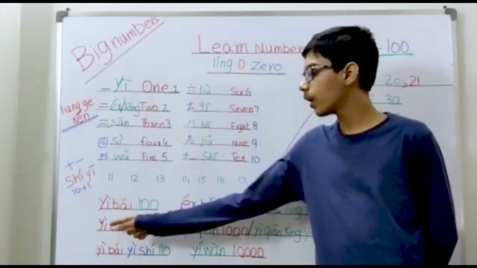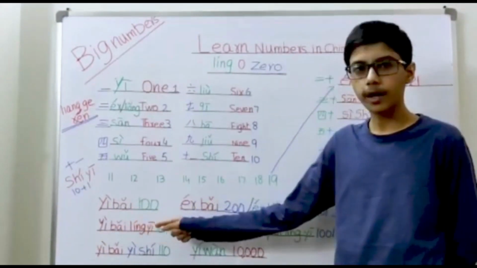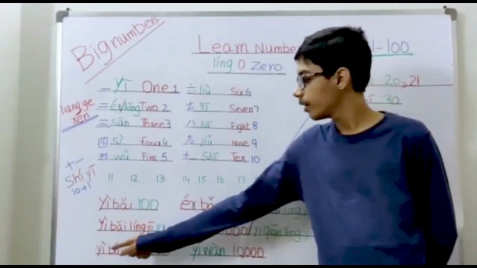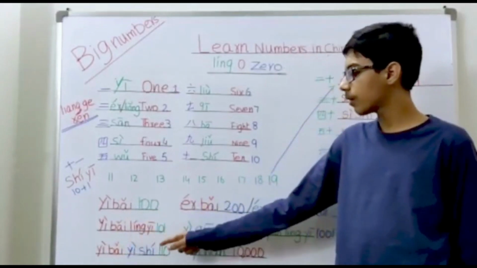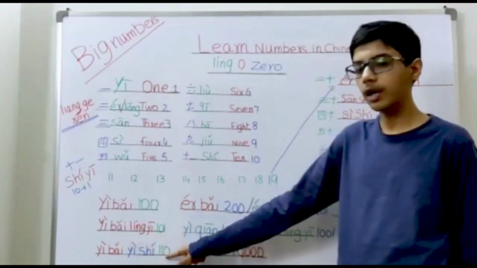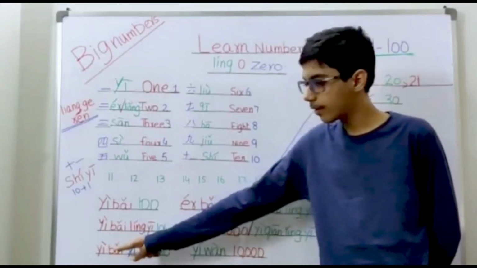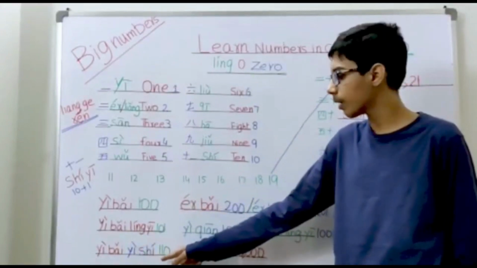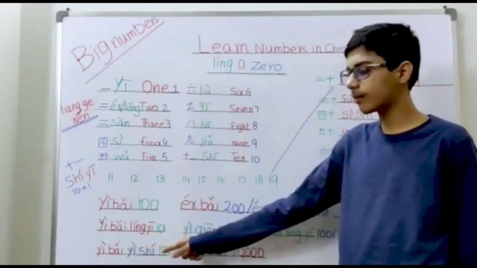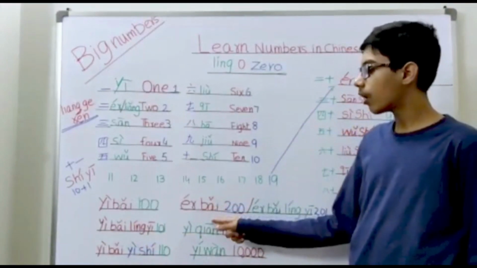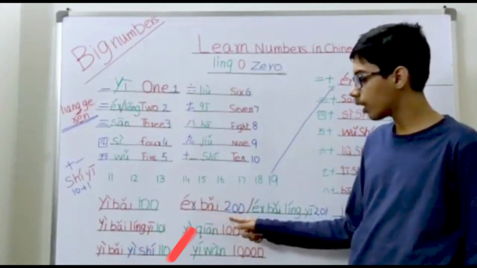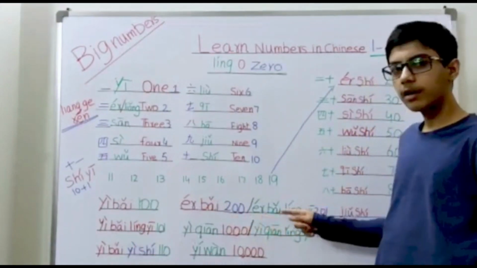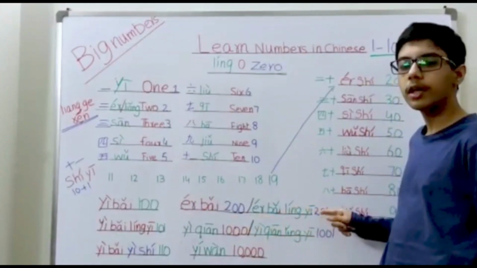Yī bǎi líng yī means 101. Yī bǎi yī shí means 110. 1 by 100, 1 shí 10. Shí means 10. Yī bǎi yī shí means 110. Èr bǎi means 200, not liǎng bǎi. Èr bǎi líng yī means 201.